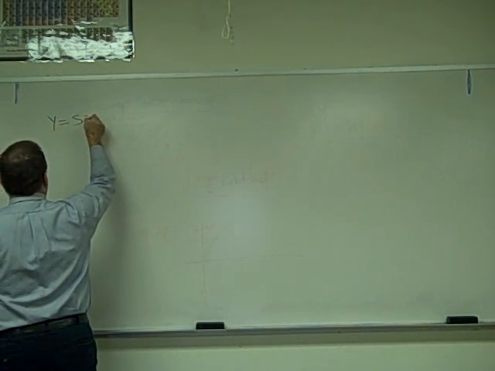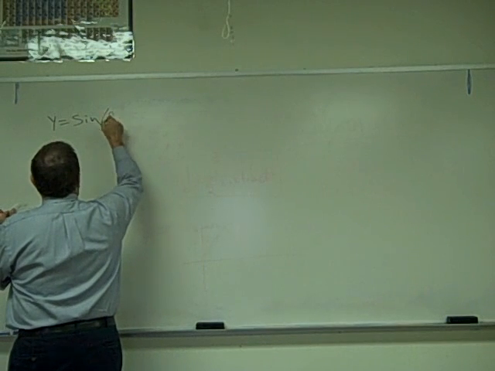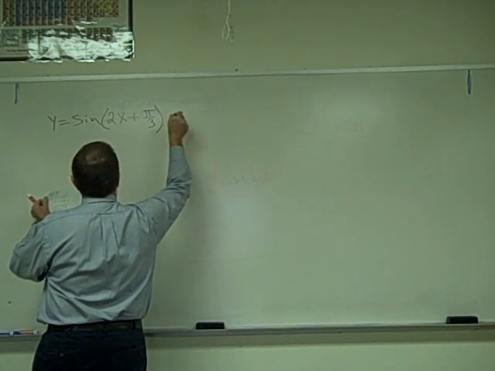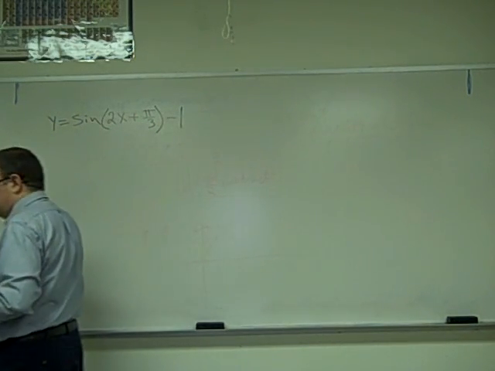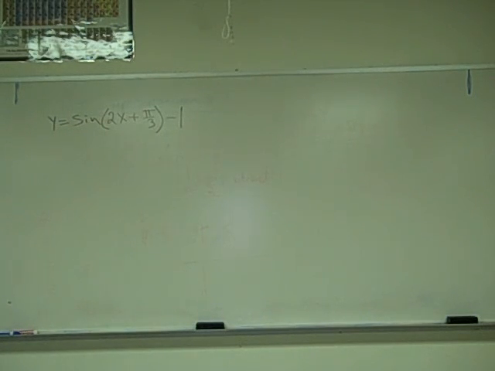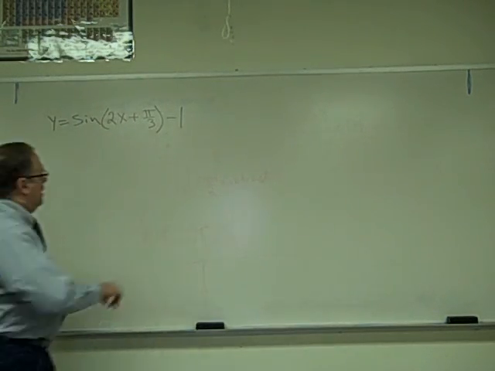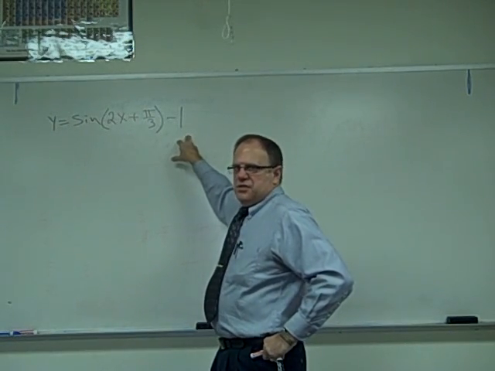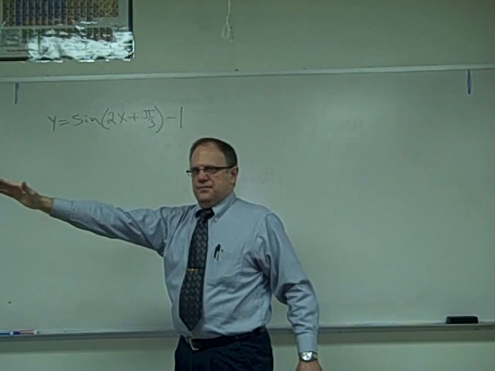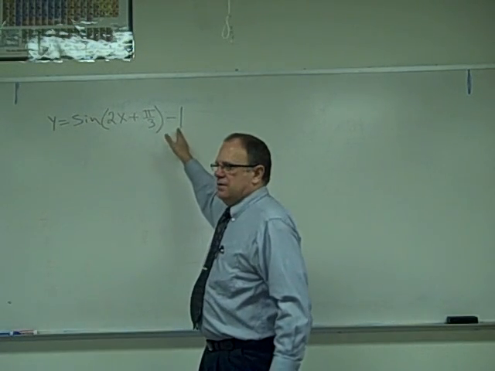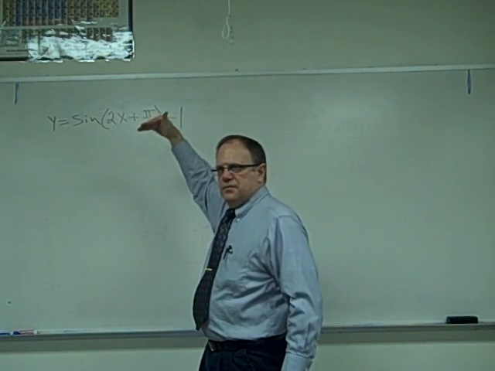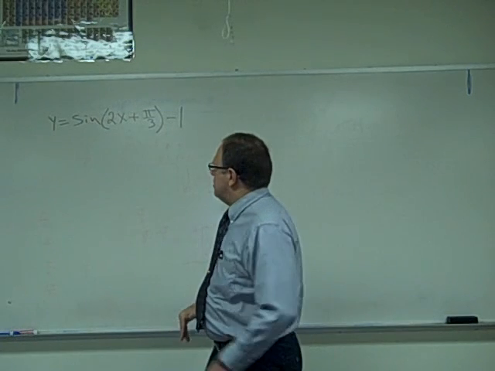...to sine, and then parentheses, 2x plus pi over 3, close the parentheses, minus 1. Okay. Now this minus 1, let's start with that. Normally, we mention C first. But here, could this be C? The C value where it shifts. Now is this going to shift up 1 or down 1? Down. It's going to shift down 1, right.